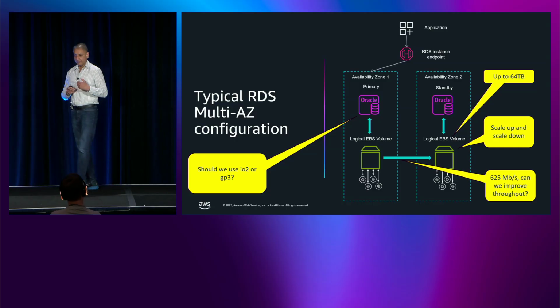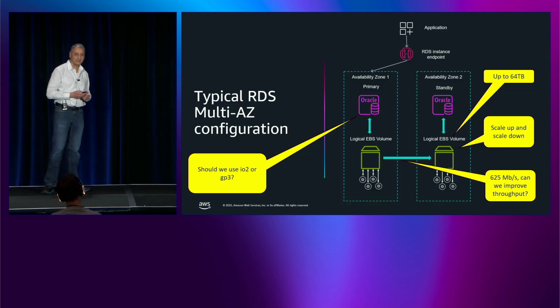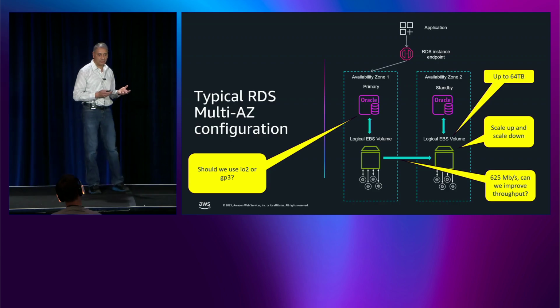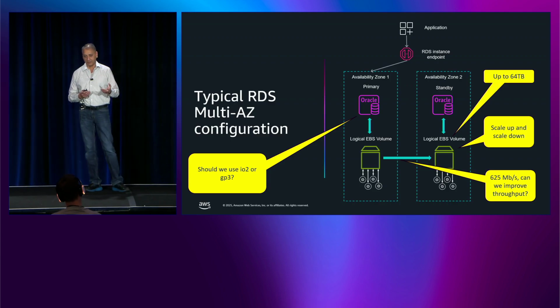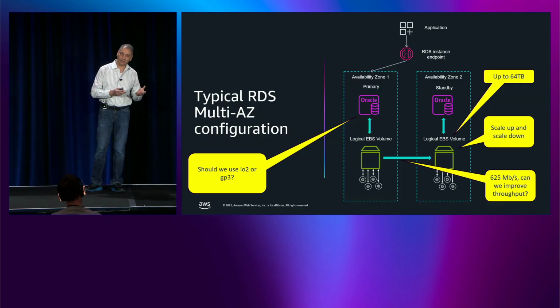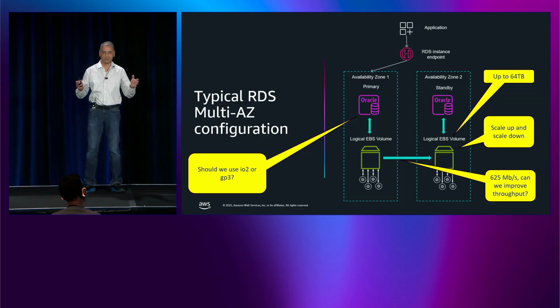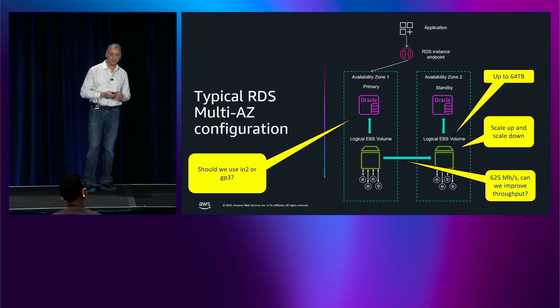Lastly, when we replicate data from your primary to your standby instance, we have a replication channel. The replication channel has a throughput of about 625 MB per second. When you have large amounts of data that you're writing in a short period of time, on occasions, you may run into limitations of this throughput in the channel of replication. And when that happens, your transaction rates can go down. So we wanted to look at ways where we could improve this as well.